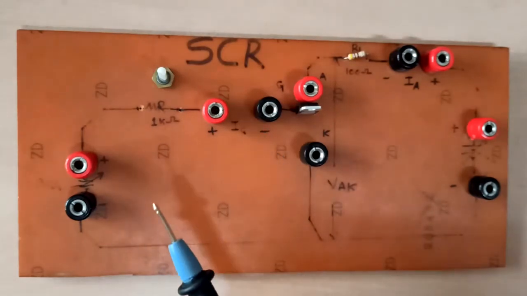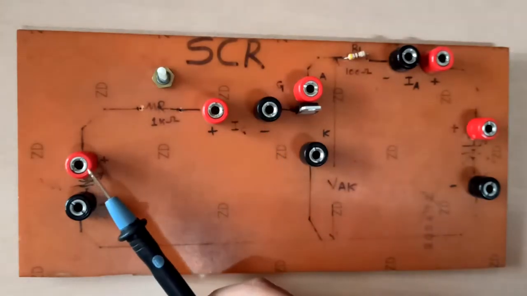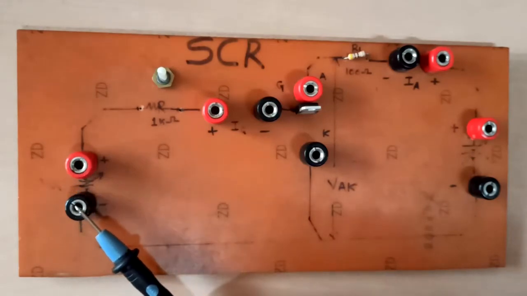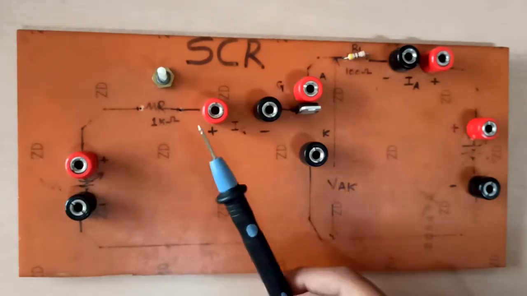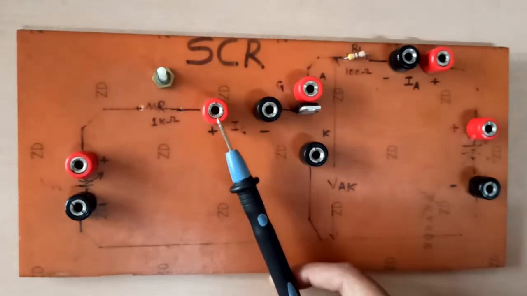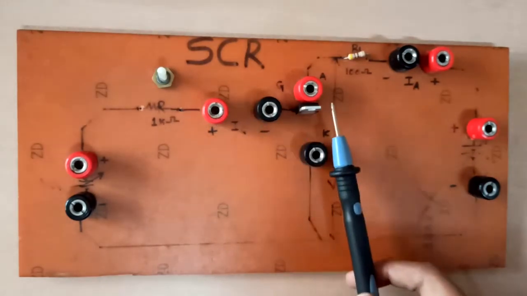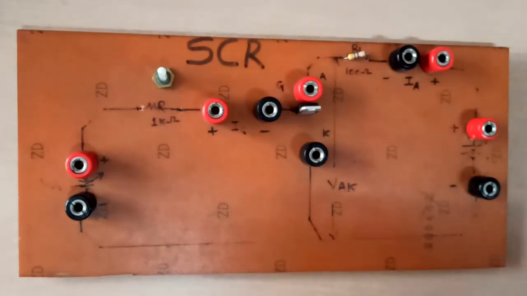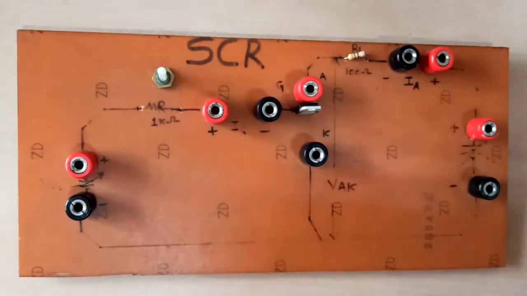In case of the conduction state, we will connect the power supply of 5 volt here, this is VG, and we will give the gate signal, that is a control signal, to this SCR, so it will get triggered. Now we will see the actual connections of this circuit.